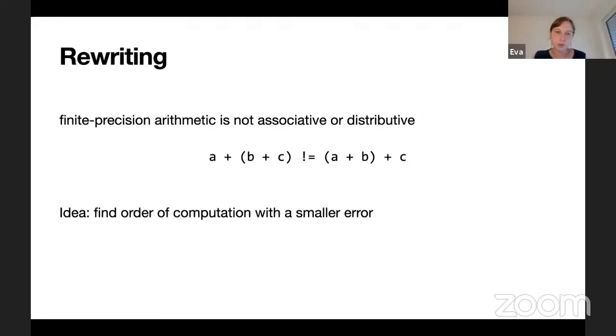So the idea we had was, well, let's actually leverage this, and let's try to find an order of computation that has a smaller error than what you may start with. And if we can do this statically, so if we can do this at compile time, we will do our effort and our search once, and then at runtime, you will always be able to run your application with a smaller rounding error.